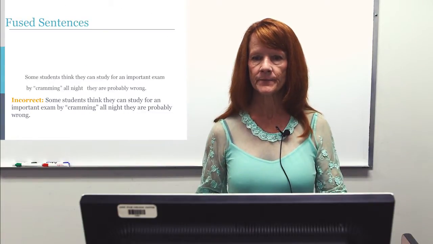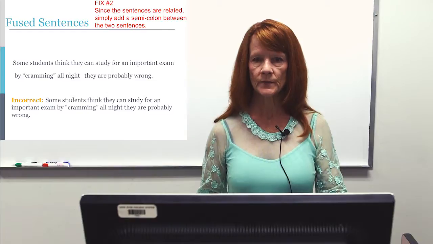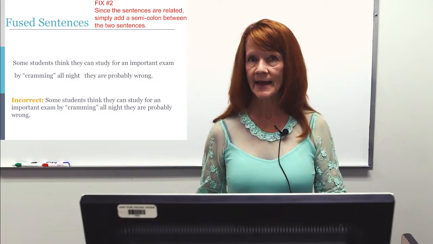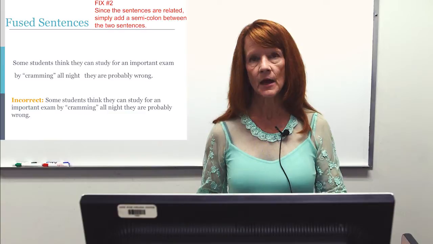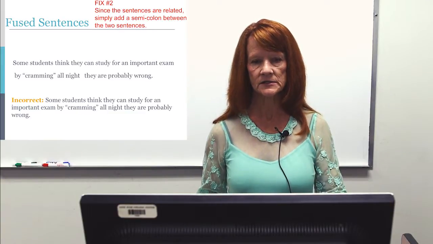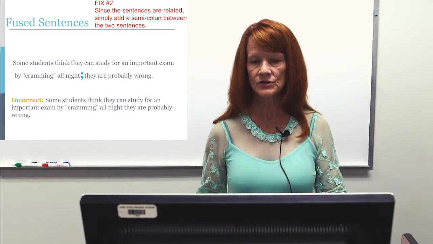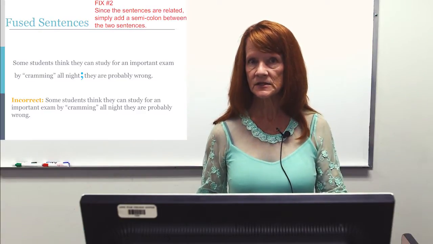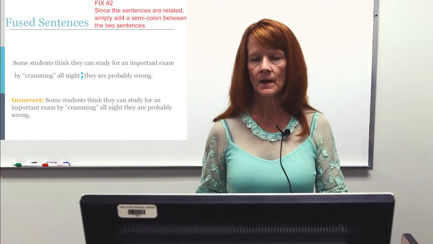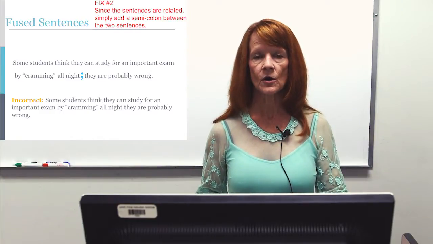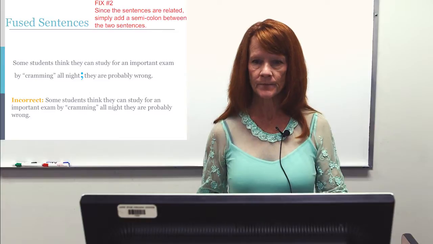Same sentence. Fix number two. Since the sentences are related, simply add a semicolon between the two sentences. Some students think they can study for an important exam by cramming all night. Semicolon. They are probably wrong. The semicolon is very appropriate to use when separating two independent clauses, when they're written and look like a single sentence, but you want to separate them, when the two sentences are closely related to each other.